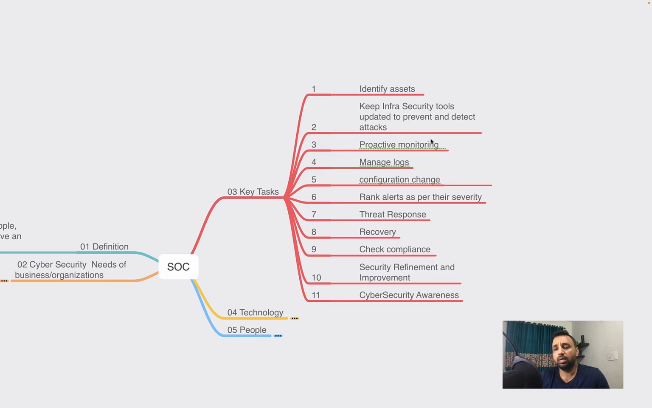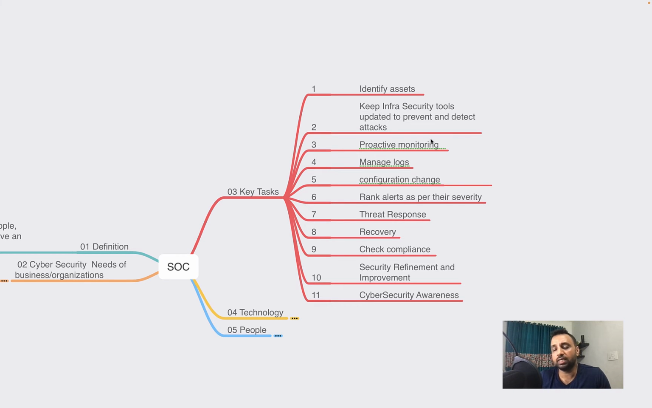The second thing that they do is ensure that the cybersecurity tools that are there are continuously updated to detect any known patterns of attack, and ensuring that the infrastructure is safe. They have technologies which are deployed with policies, and they are monitoring these consoles, or they do proactive monitoring of their infrastructure. And the next thing that they do is manage logs.